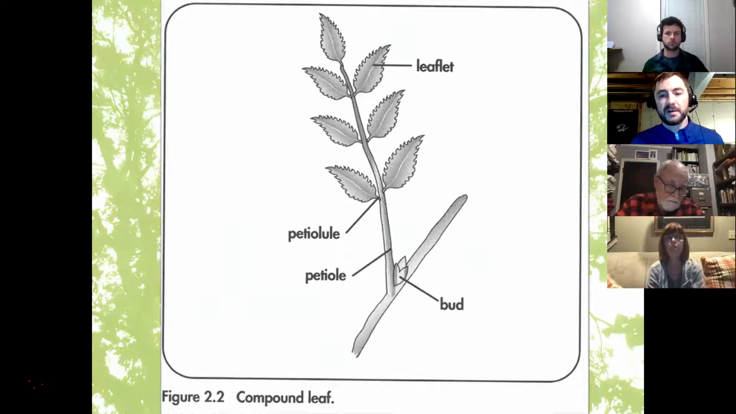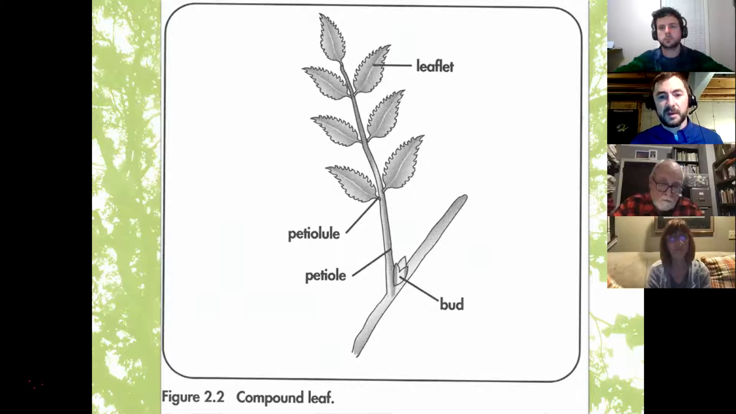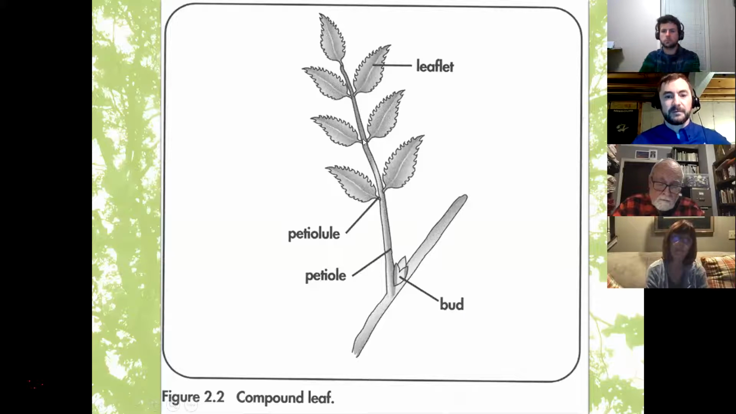Because this is a compound leaf. And you could probably think of some trees that you've seen that look like this, anywhere from a honey locust to a walnut to a sumac. There are a lot of compound leaves out there. But again, this whole structure from the bud to the very tip of the tip leaflet, that is the leaf.